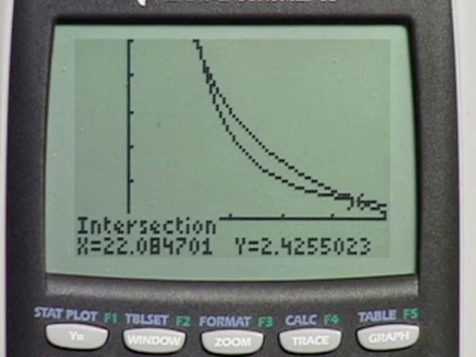So what we are interested in is, of course, both of those points of intersection, and we can approximate those values. So we would approximate the first one as x equals approximately 7.29 and y equals approximately 22.24. And for the second point, x is equal to 22.08 approximately, and y is approximately 2.43. And now let's write those on the board.